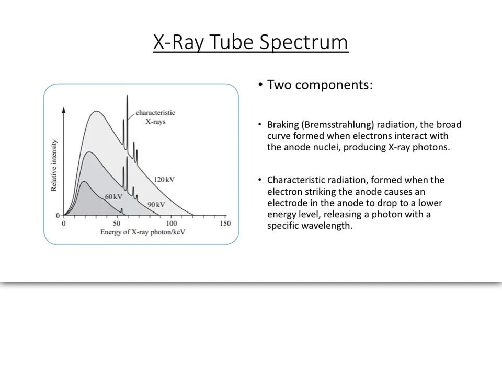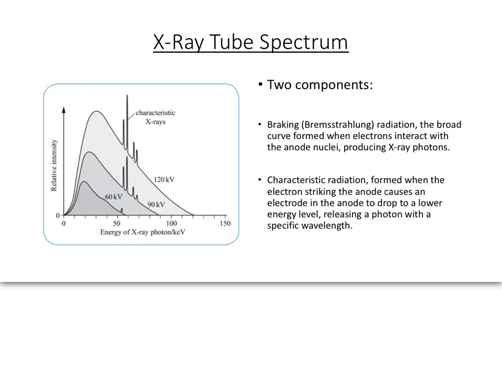Here you can see the expected spectrum of X-rays emerging from an X-ray tube. As you can hopefully see, it has two main components. First of which is formed when electrons come into the anode and interact with the electric field of the anode nuclei, causing them to decelerate. This is known as braking or Bremsstrahlung radiation.